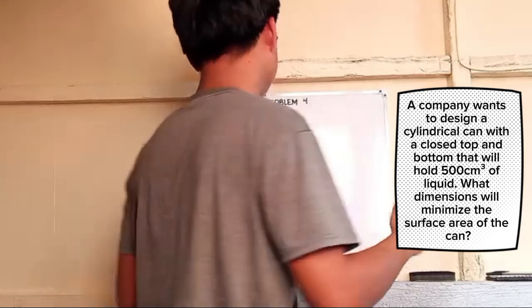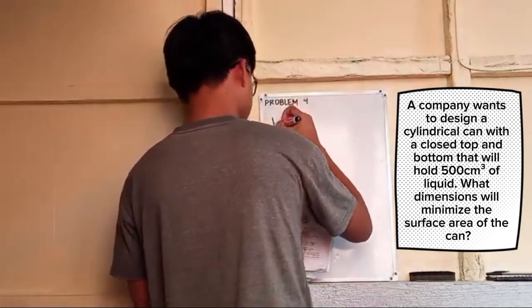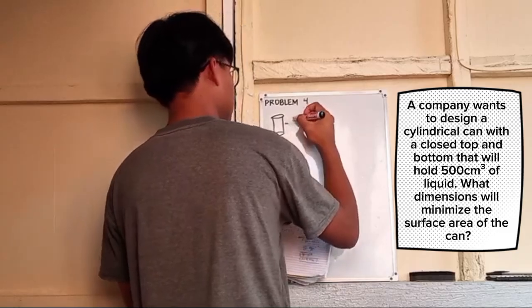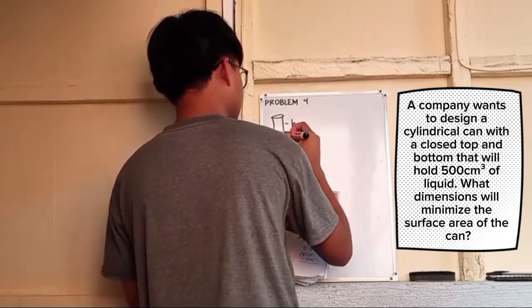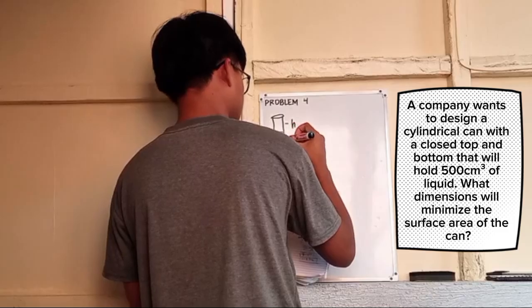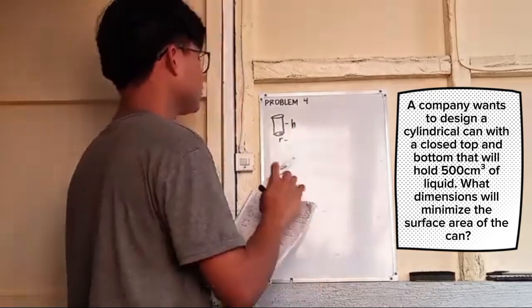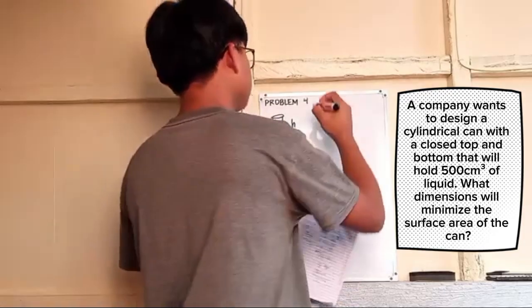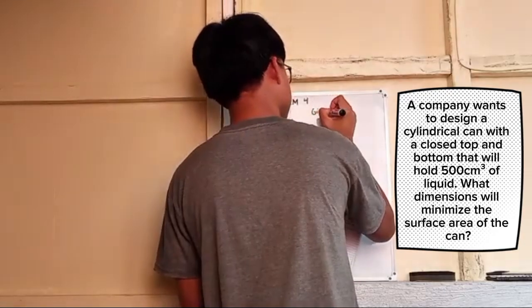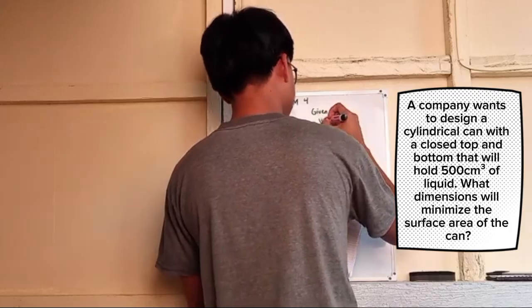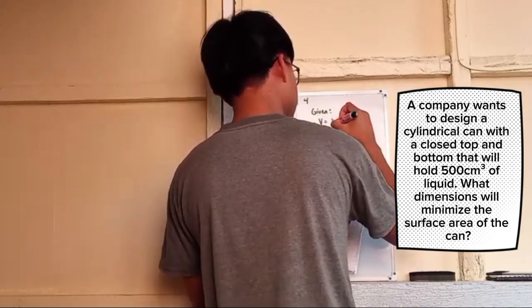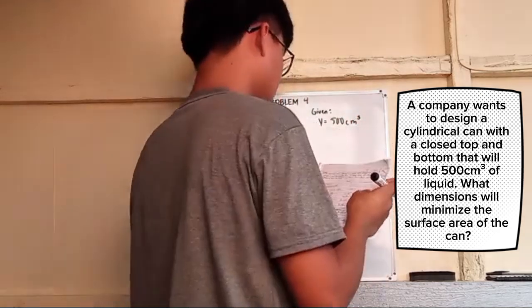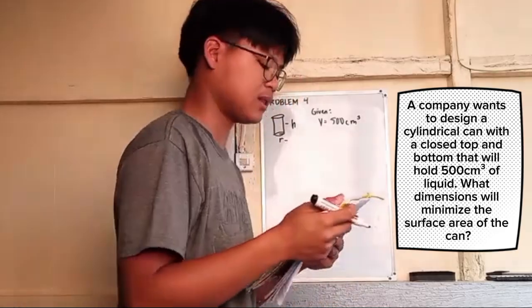So first, we will draw. So here is the height and the radius in the bottom. So these two dimensions are what we're going to solve. So what is the given? First, our volume that is stated in the problem is 500 cm³, and the shape is a closed cylinder.